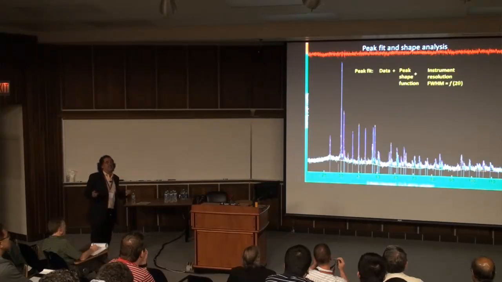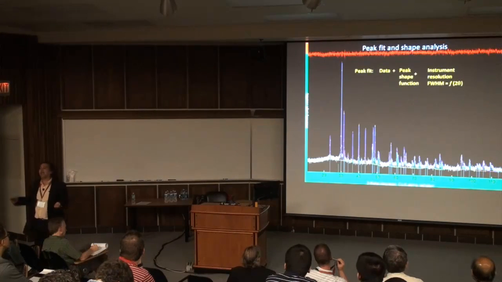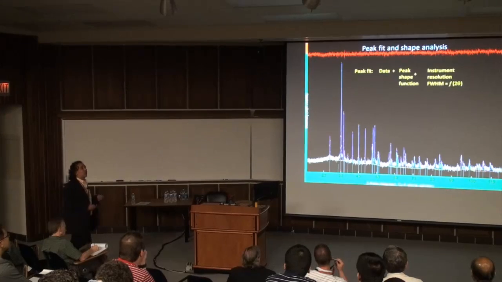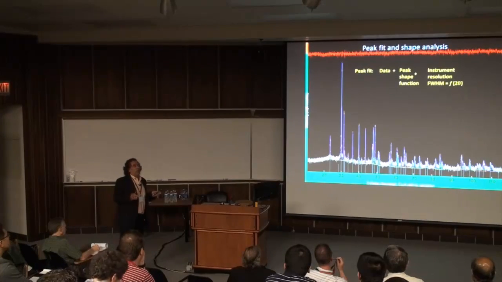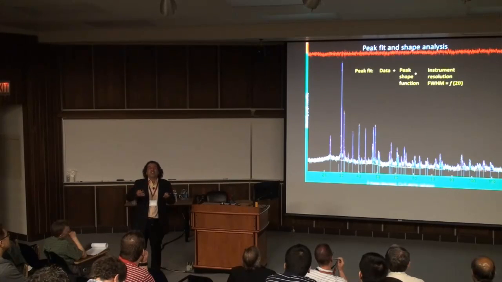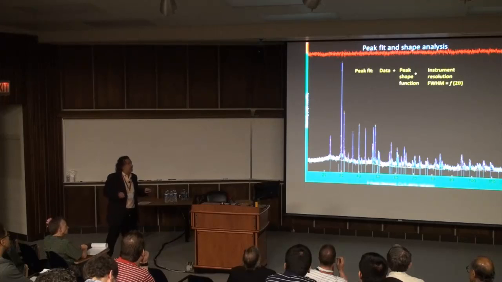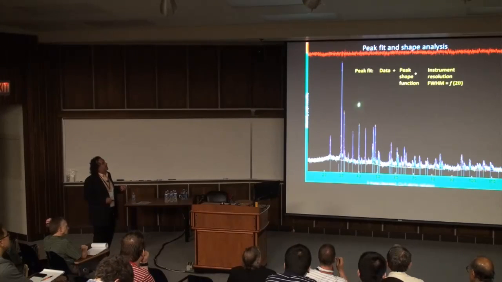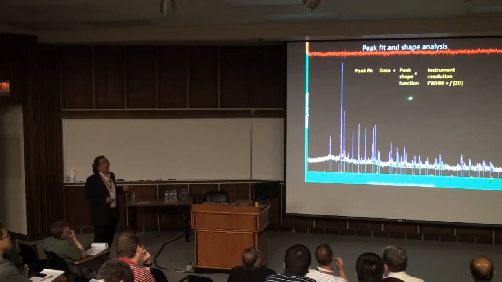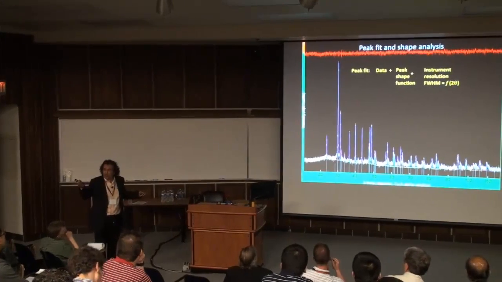The next thing we did was peak fit. Why do we do peak fit? Why can't I just mark the peaks by eye? Peak fit is a much more rigorous way to identify where the peaks are, the area of the peak, the width of the peak, and all the properties. Basically we take the data and apply a peak shape function. We know basically what the shape should be. Is it Gaussian? Is it Lorentzian? Is it pseudo-Voigt?